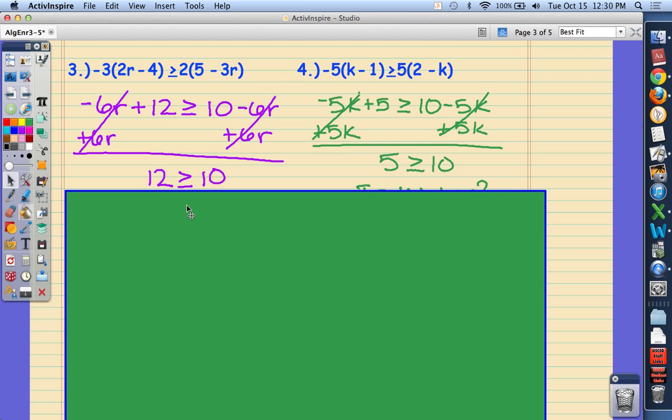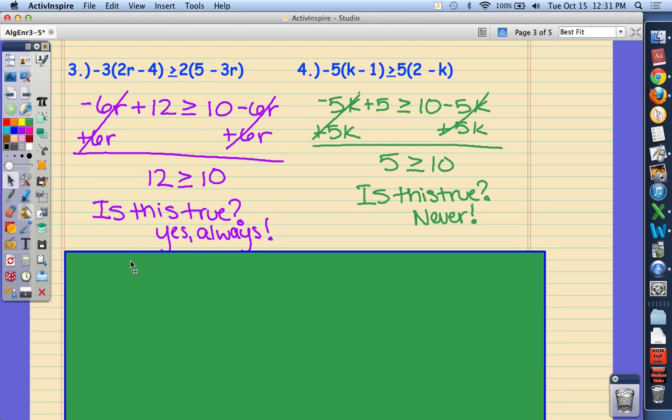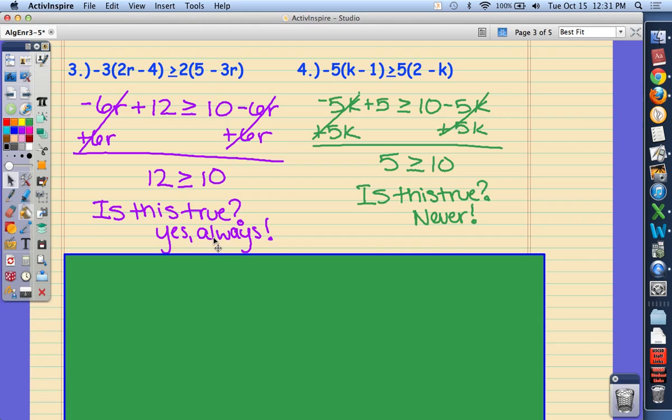Regardless of what your inequality actually says, here's what you need to make sure you do have. Your variables should cancel. And you should have an inequality that you have to ask yourself, is this true? Is 12 always greater than or equal to 10? Yes, it is. That is always true. So what does that tell you about your solutions? You should remember with equations, there were special cases, guys. These are your special cases. They exist for inequalities as well.